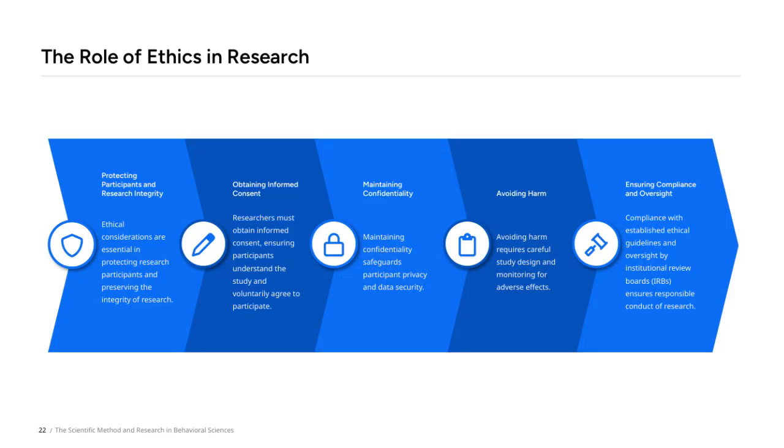Ethics play a crucial role in research by protecting both the participants and the overall integrity of the study. One of the most important aspects is obtaining informed consent, which means making sure participants fully understand what the research involves and agree to take part voluntarily. Maintaining confidentiality is another key principle. It helps protect the privacy of participants and keeps their data secure.